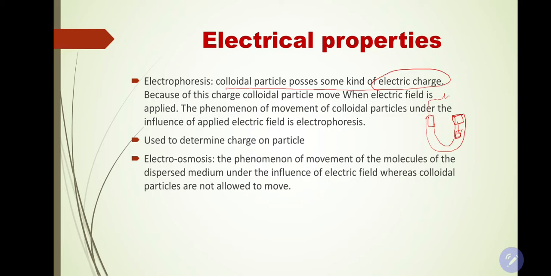What will happen when the electric field is applied? The colloidal particles will move. If they are of negative charge, they will flow toward the positive rod, and if they are of positive charge, they flow towards the negative. So this shows that colloidal particles are charged. This movement of colloidal particles under the influence of an electric field is known as electrophoresis. It is used to determine the charge on the particle.